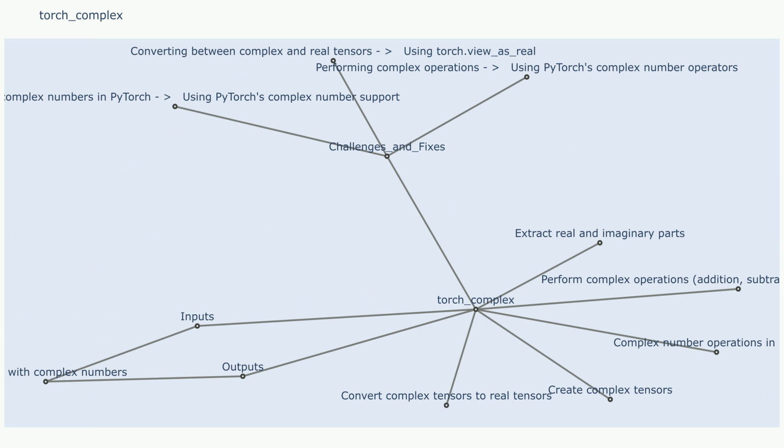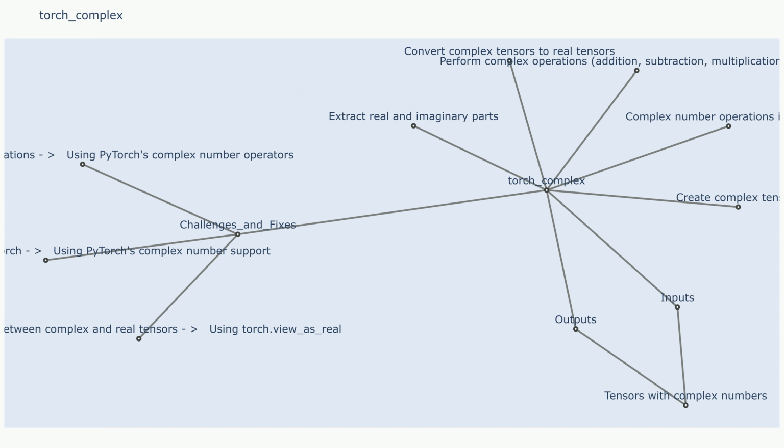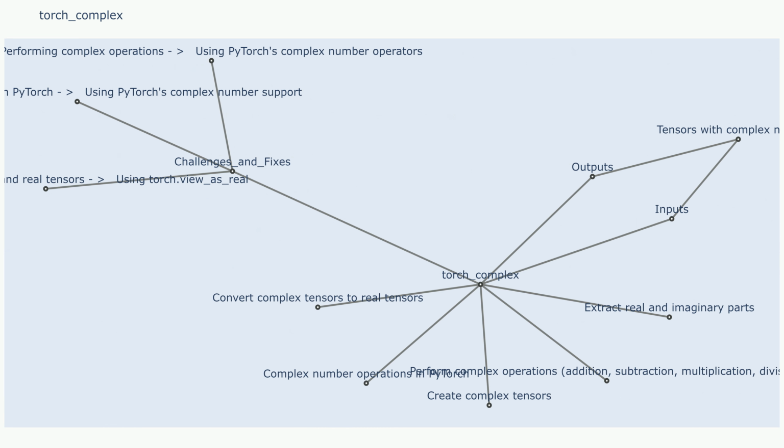Challenges and fixes. Challenge 1: input tensors should have the same shape or be broadcastable. Sample use case that resulted in challenge 1: trying to create a complex tensor from real tensors with different shapes will result in an error. Fixes to challenge 1: ensure that the input tensors have compatible shapes for broadcasting.